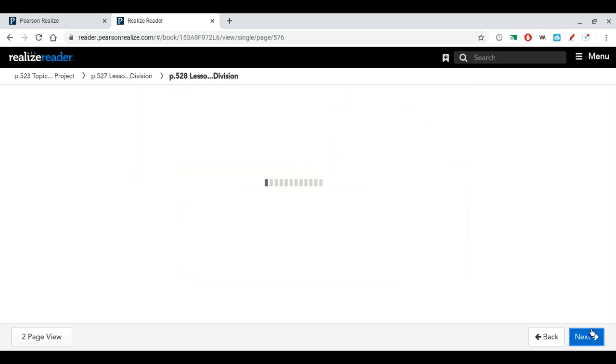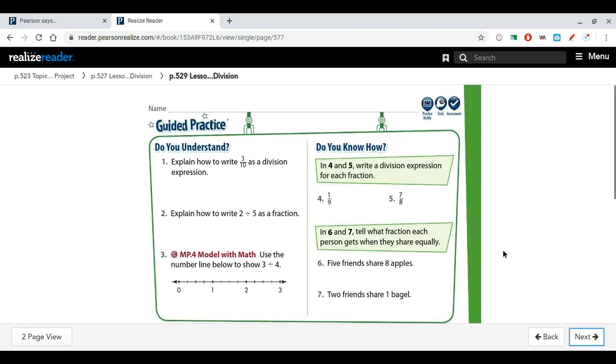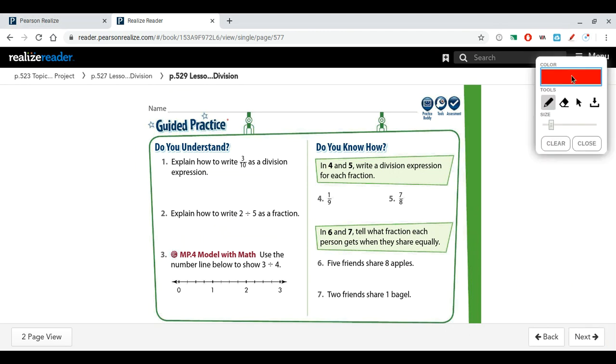All right, moving into our guided practice. So if we take a look at our guided practices, explain how to write 3/10 as a division expression. So 3 is my dividend. So notice it's not my larger number that's being divided. I was very careful when we were working with whole numbers that I didn't say the largest number always gets divided. I said the dividend is the number that always gets divided. So 3 is the dividend, 10 is the divisor.